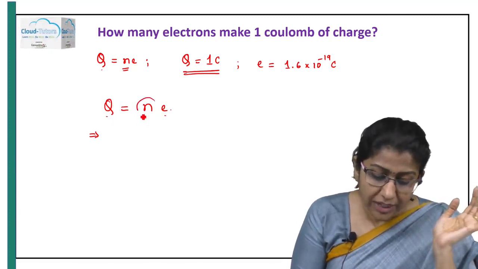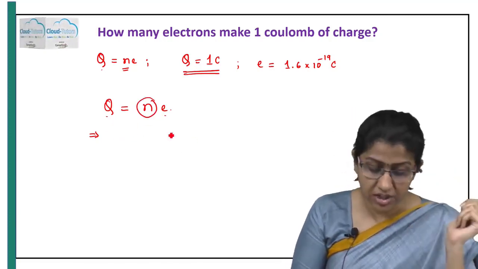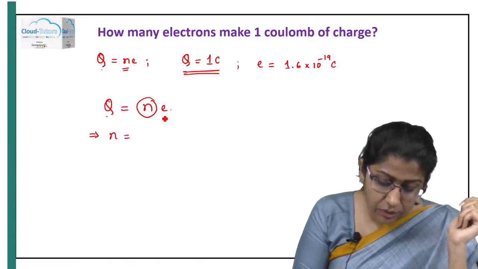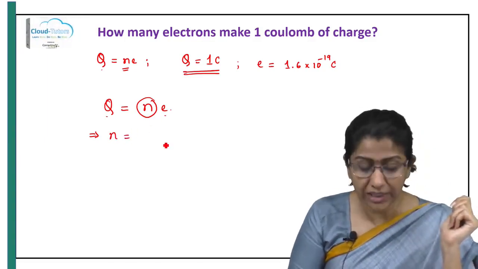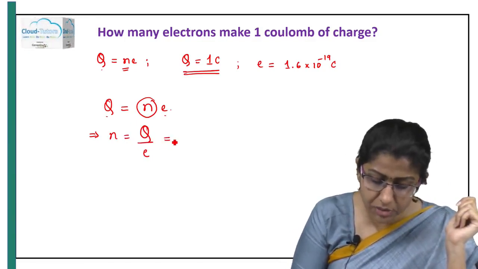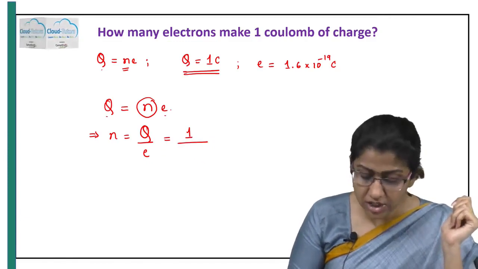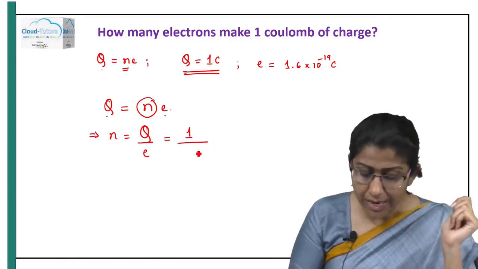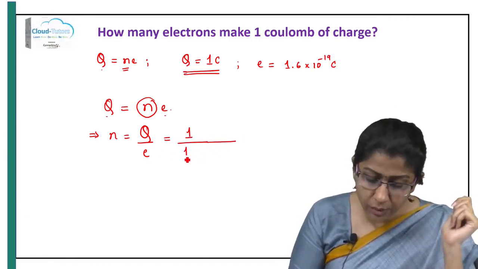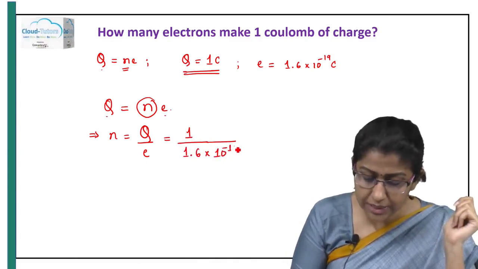Now we have to calculate the quantity N. How many electrons make 1 coulomb of charge? So N is equal to, if I transpose E to the other side, what do I get? I get Q divided by E. Let's substitute the values here. 1 coulomb is the amount of charge here, that is the value of Q. And the value of E is 1.6 into 10 raised to minus 19.